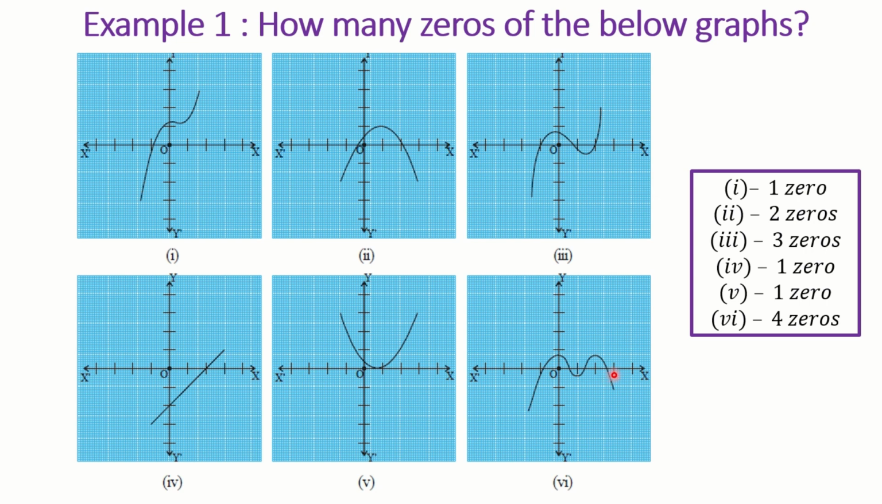So this is how from the graphs you can find out how many zeros very easily. We don't need to do calculation or factorize the polynomial, all that, if you want to just know how many. And from the graph you can also find out what the zero values are.